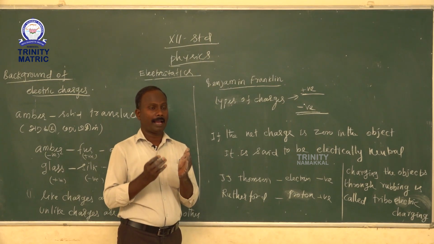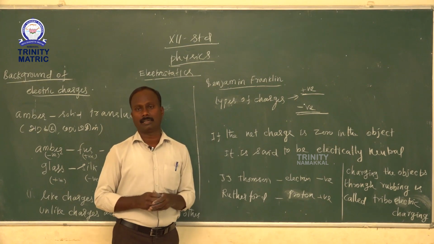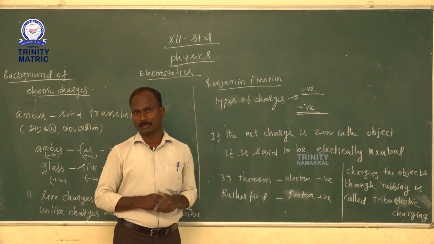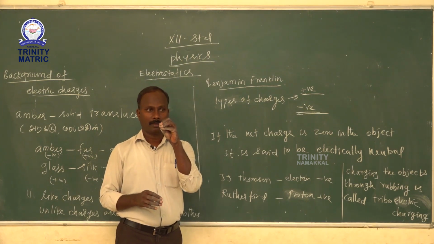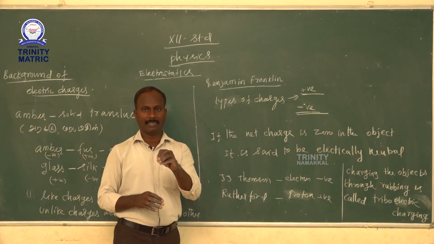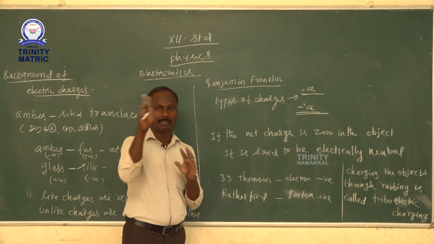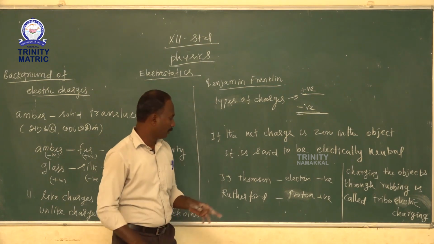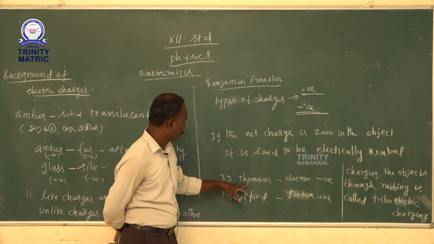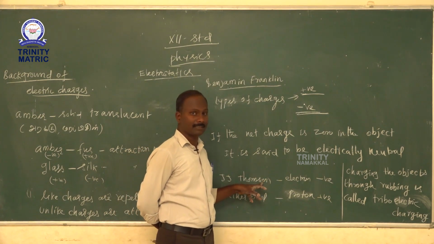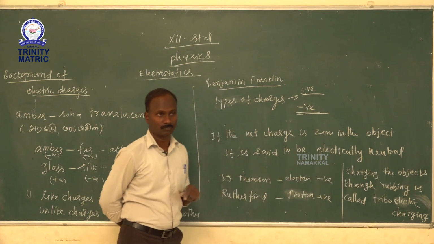We know the atom consists of electron, proton and neutron. The proton and neutron make up the nucleus. The nucleus is entirely positively charged. The electron revolves around the nucleus. The electron was determined by J.J. Thomson. The electron has a negative charge.